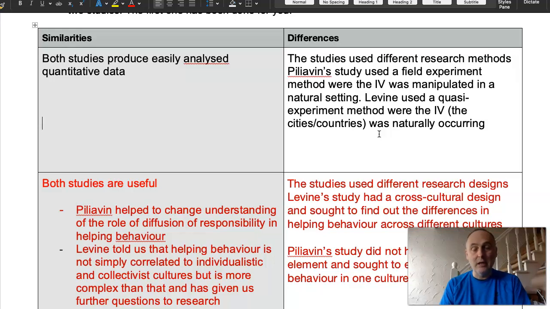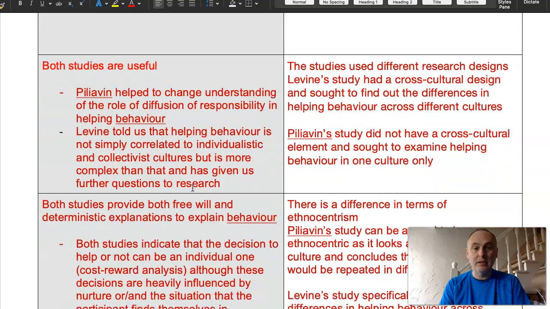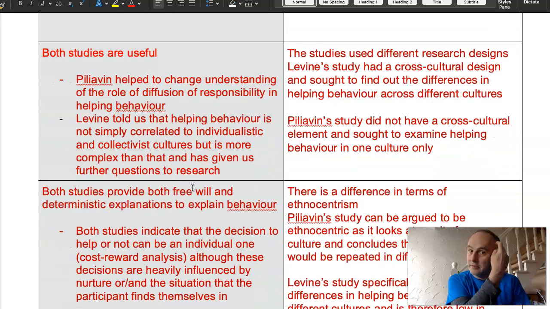So you would produce a point, explanation, and an example from Piliavin. Then you would explain again using the Levine study, and then you would use Levine as an example. So with the differences it is PEEEE. You just throw in another E there really to help. Hopefully that makes sense. So those are the two that I've done for you in the booklet already. Let's have a look at some others then. Like I say, students very often find similarities and differences a little bit tricky to start off with, so hopefully this will help a fair amount.